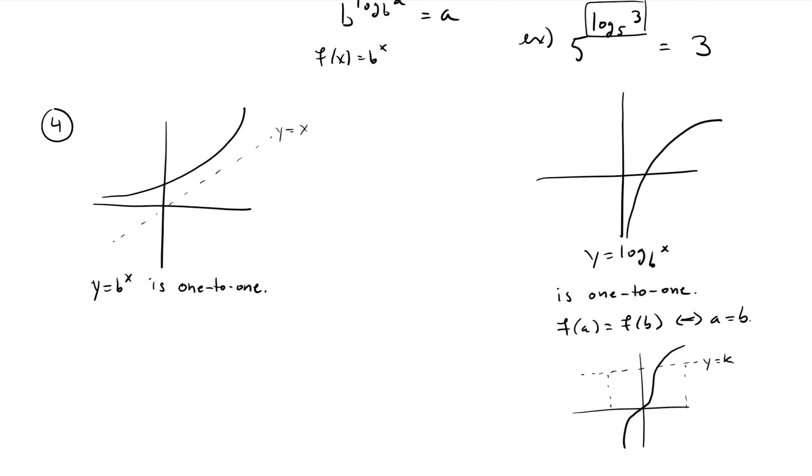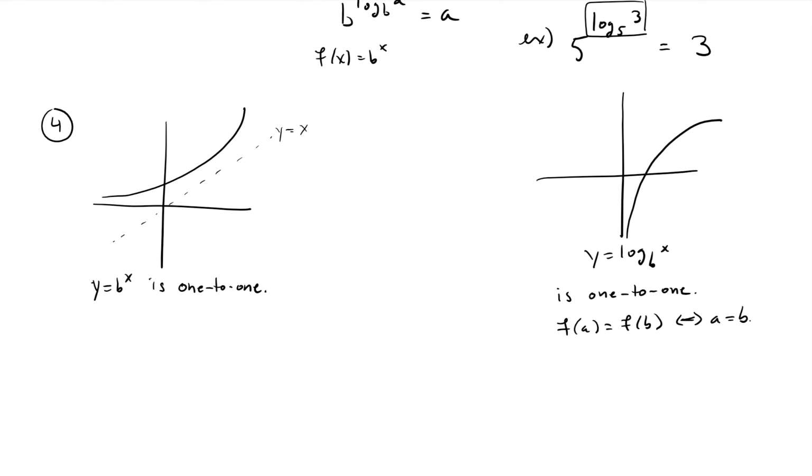For every single y, there's only one x that has this y value. So if these two y values are equal, their inputs have to be equal, because if a and b are different, I would have two different x values with the same y value, and that wouldn't make the function one-to-one. So for a one-to-one function, we've got this identity: f of a equals f of b means a is equal to b. So I can sort of get rid of the f's on both sides.